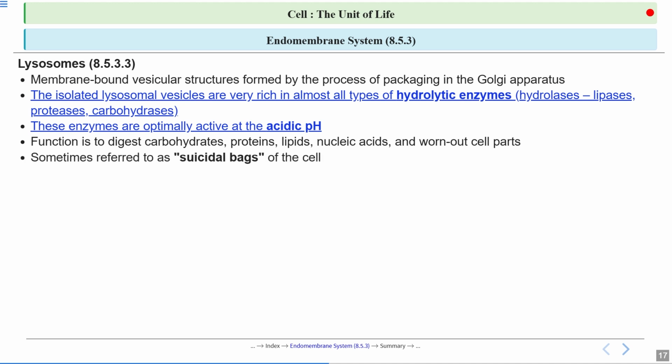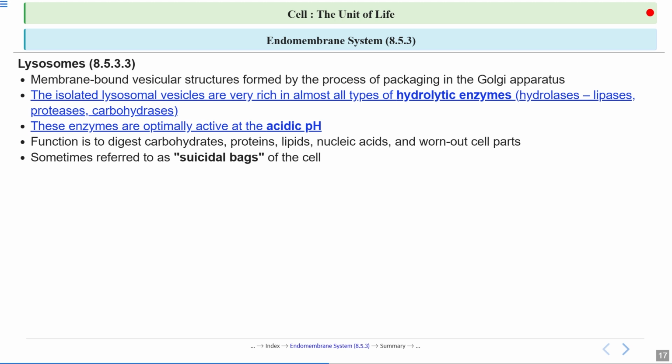These are sometimes referred to as suicidal bags of these cells, the cells which are damaged. The worn out cell parts are digested by these lysosomes. When the lysosome bursts, what will happen? Or if the enzymes come out of the lysosomes, then what will happen? Will the cell survive or will the cell degrade? Cell lysis will occur.